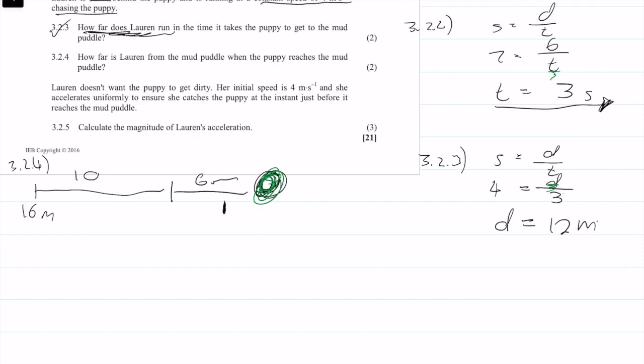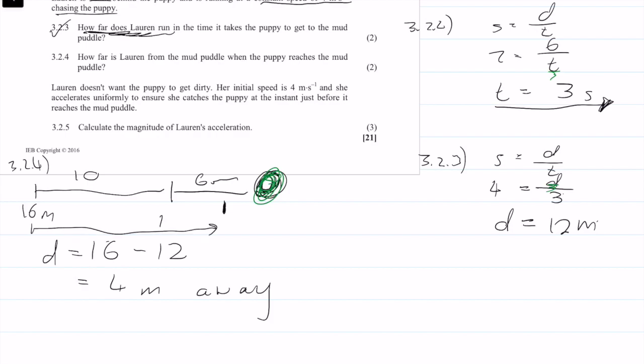That is simple. For 3.2.4, we can say that Lauren is 16 meters minus the 12 meters. So let's say distance equals 16 minus 12. So the distance is 4 meters. Okay, so she is 4 meters away from the mud puddle. Okay, does that make sense? She was 16 meters, then she runs 12 meters, and so she is 4 meters away.